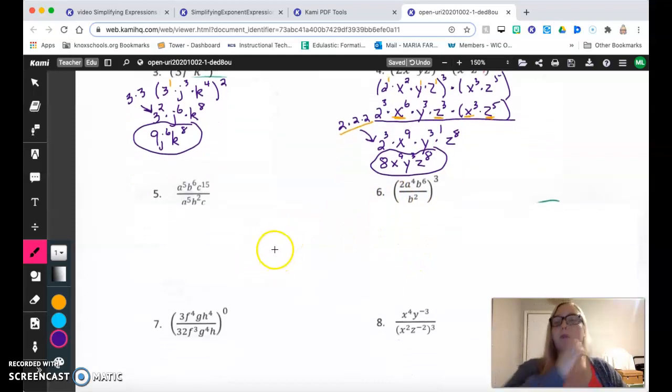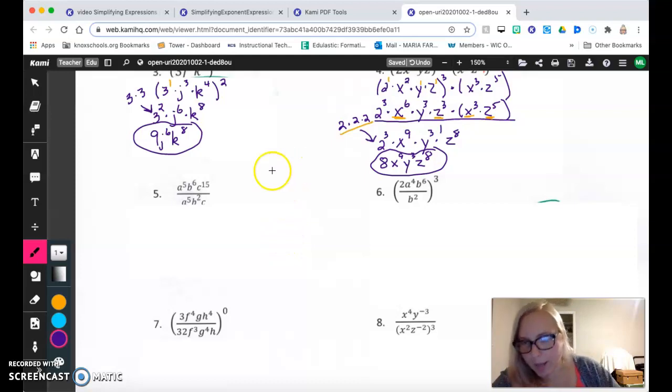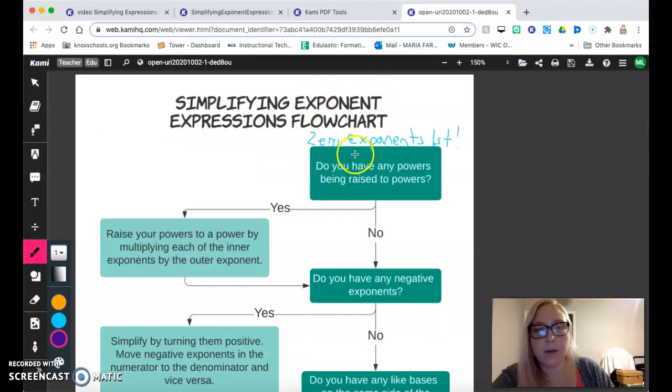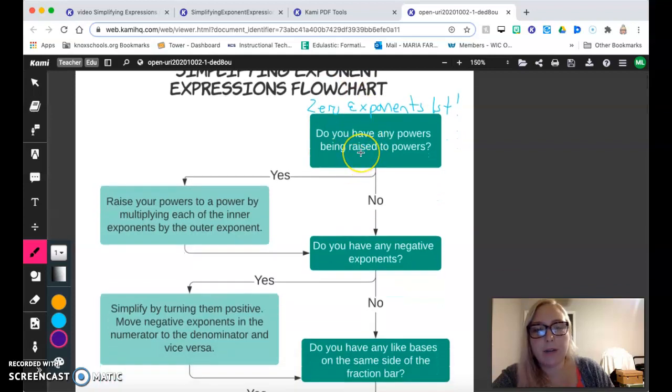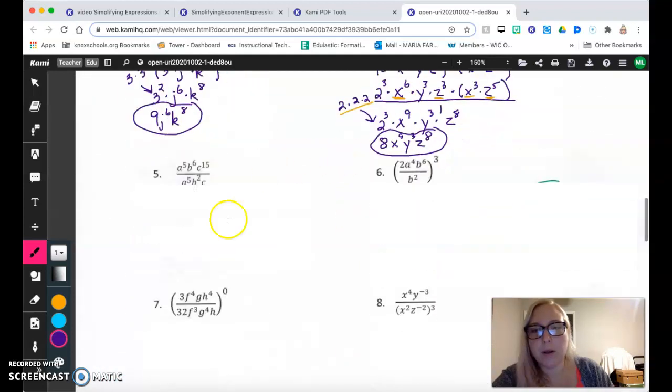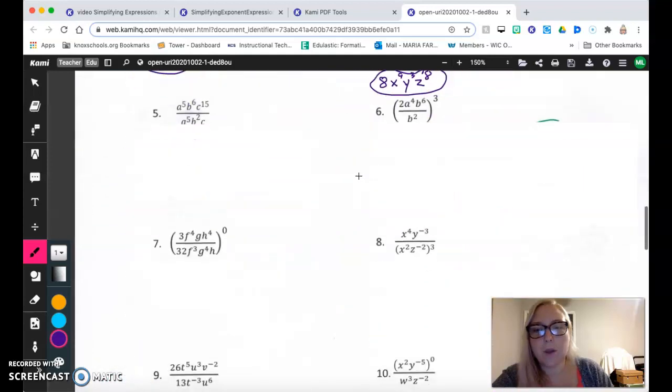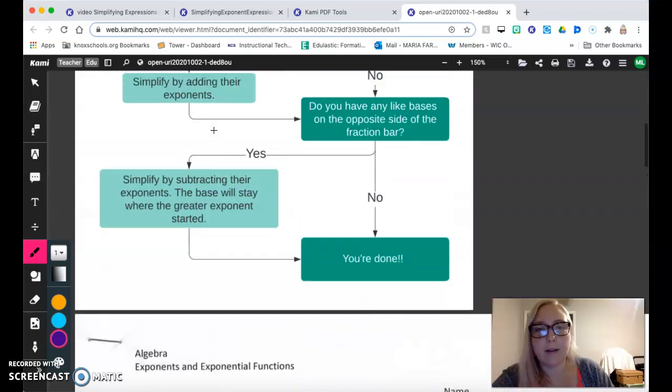All right, moving right along, we're moving on to number 5. We have a to the 5th, b to the 6th, c to the 15th divided by a to the 5th, b squared, c. Okay, so what we're doing is we're checking our flow chart. Do we have any zero exponents? Number one, we don't, so we don't have to worry about that. Do we have any powers being raised up to another power? Here we do not have a big set of parentheses with a small number, so no powers being raised to a power. Do we have negative exponents? We do not have any negative exponents to take care of.